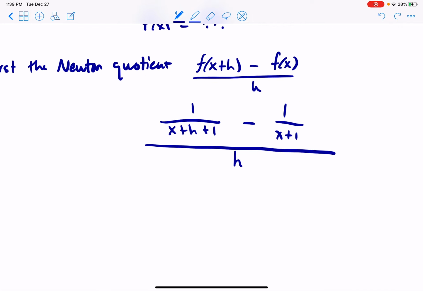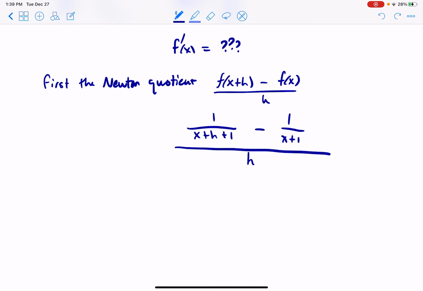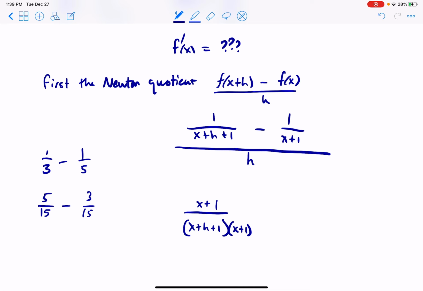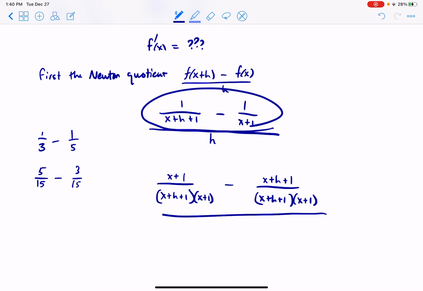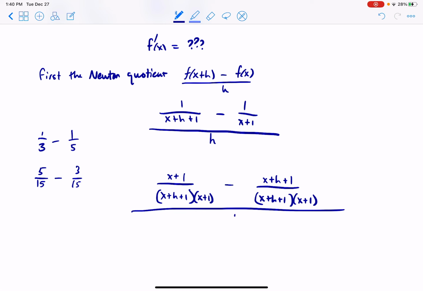So let's see. How do we subtract fractions? Like if I had 1/3 minus 1/5, I would put them over a common denominator, maybe 15. So this would be 5/15 minus 3/15, and then I can subtract. So I'll do the same thing here. The common denominator will be (x plus h plus 1) times (x plus 1), minus, so all of this is the numerator. Take a moment to make sure you see how I got there.